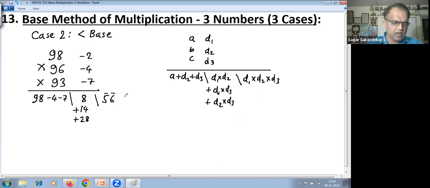So I'll write bar 5, bar 6. And here 98 minus 4 is 94. 94 minus 7 will be 87. This is 87. This part here is 8 plus 4, 12 plus 8, 20. So 0 carry 2. 2 plus 1 plus 2 is 5. This is 50. And this is bar 5, bar 6. We have got two digits. That's correct. Base is 100, so there should be two digits only here and here. So just join 8, 7, 5, 0, bar 5, bar 6.